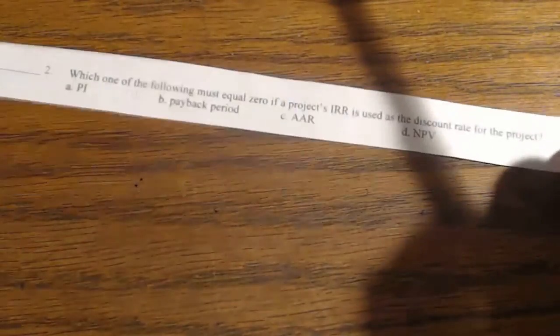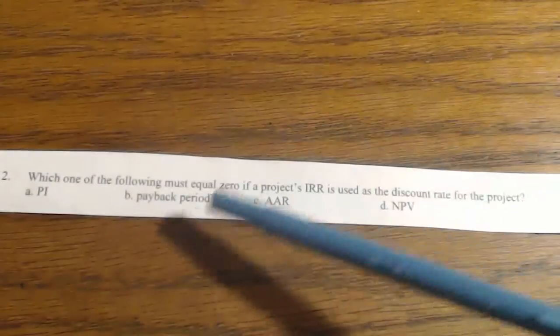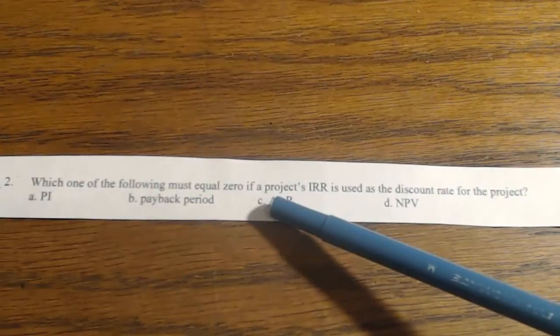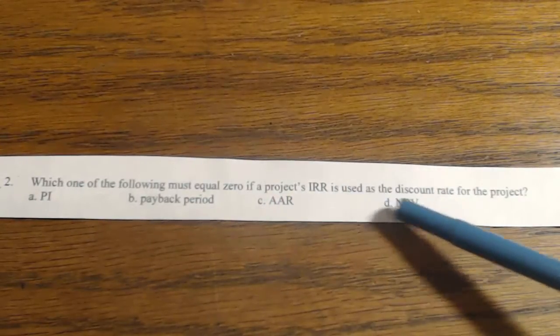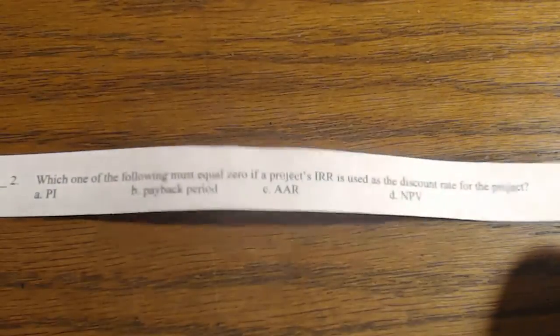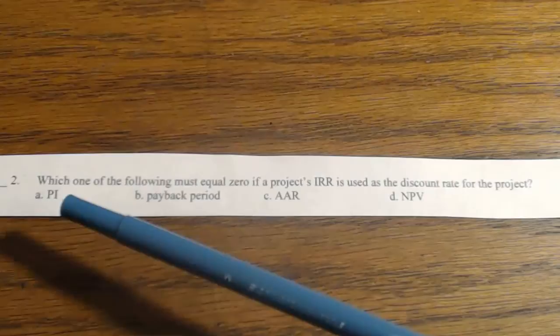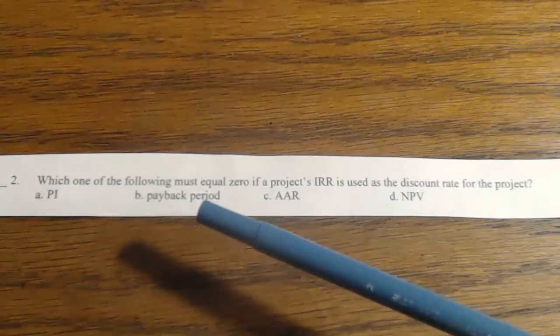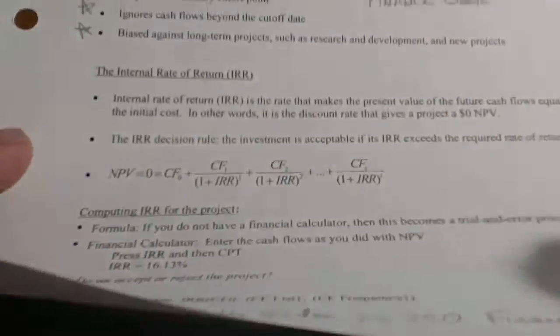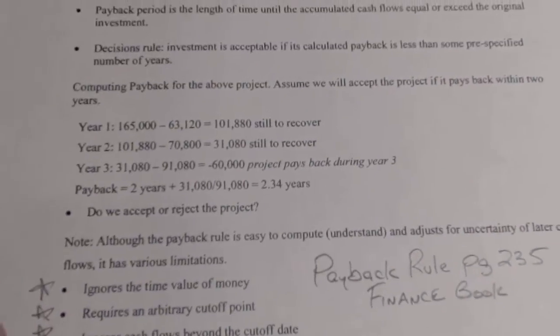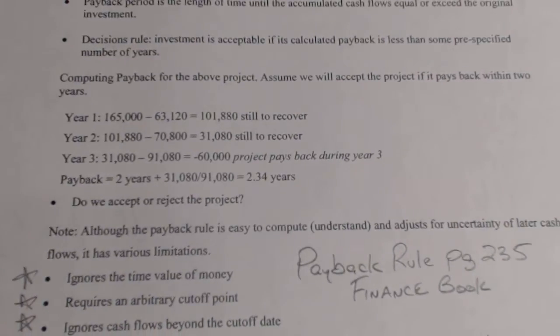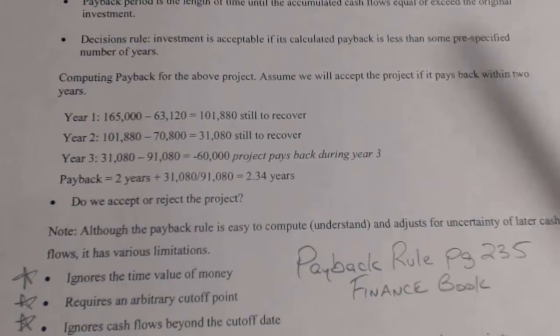So the second part they ask about is, which one of the following must equal 0 if an IRR is used as the discount rate for the project? Well, the IRR is not involved with the PI, right? Okay, the payback period, let's go to the payback period real quick. This is on page 50 of your workbook. The payback period is basically just the amount of years it takes to pay back your initial investment.